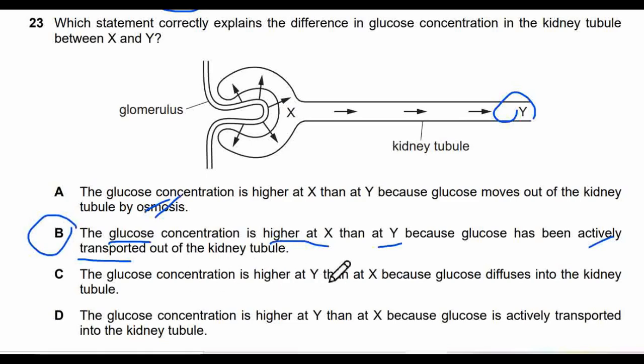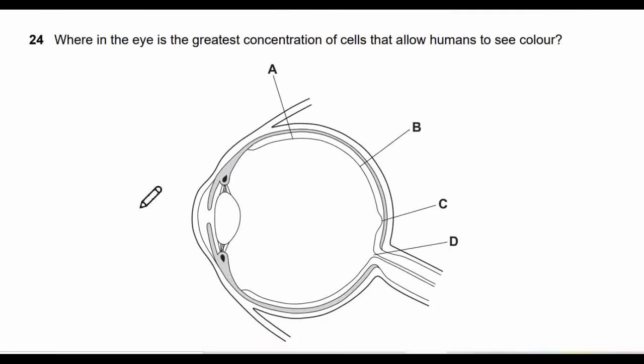Glucose concentration is higher at X compared to Y, because in Y the glucose has been reabsorbed back to the blood. This is wrong, this is wrong. That will be question 23. The answer is B.